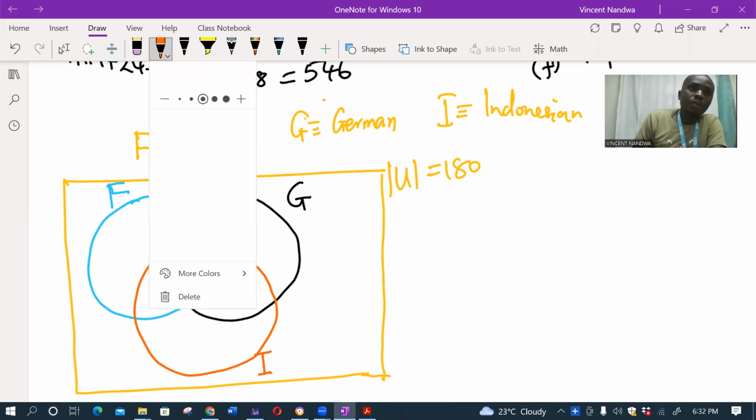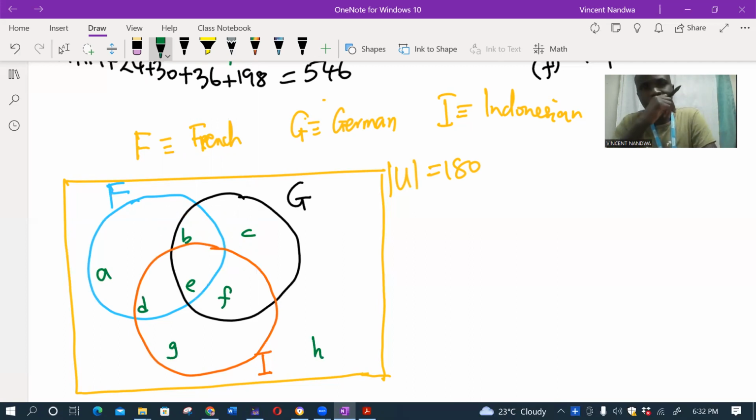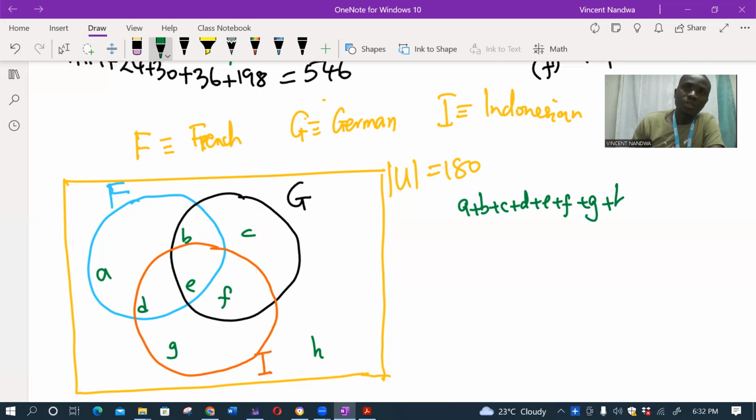Then label the sections by small letters: A, B, C, D, E, F, G, and H. Now it's very clear that A plus B plus C plus D plus E plus F plus G plus H gives a total of 180, the total values within the rectangle. So call it equation 1.